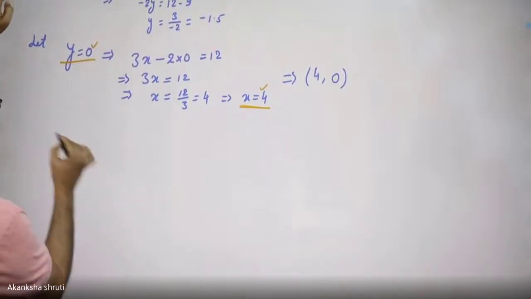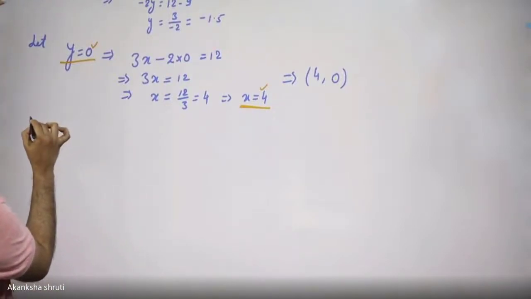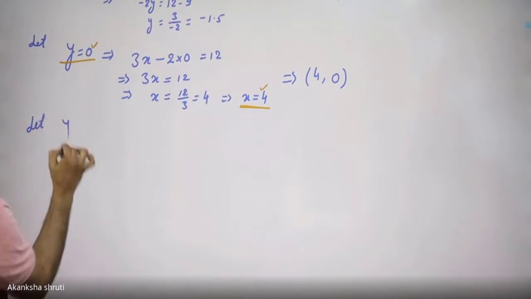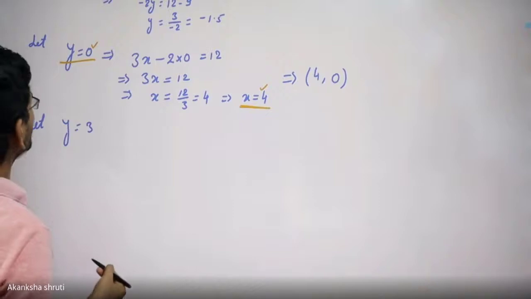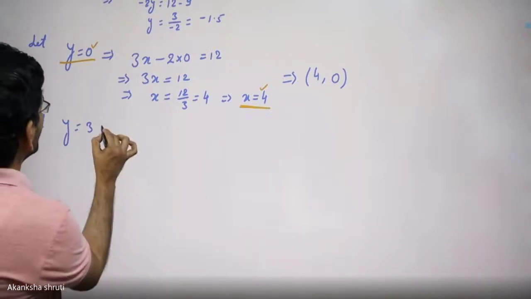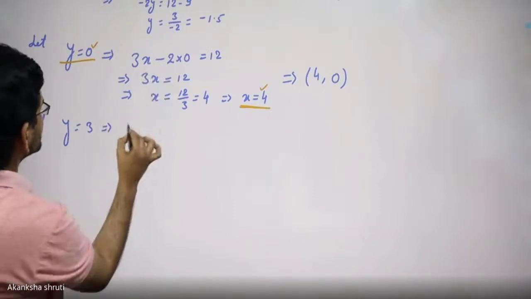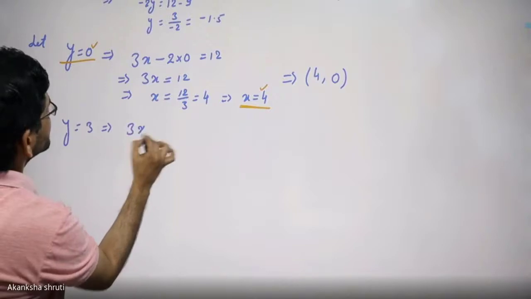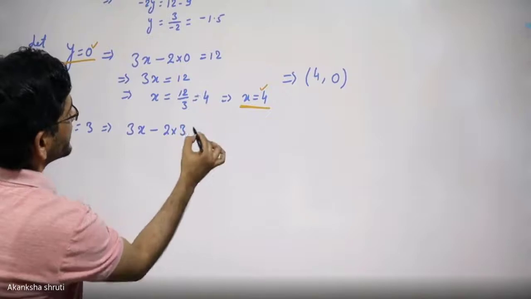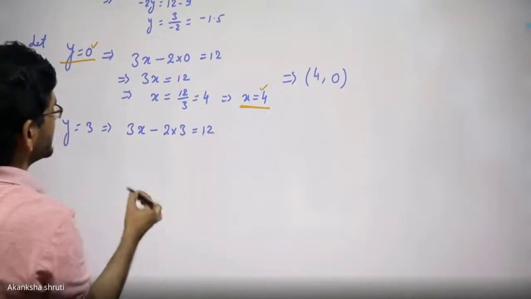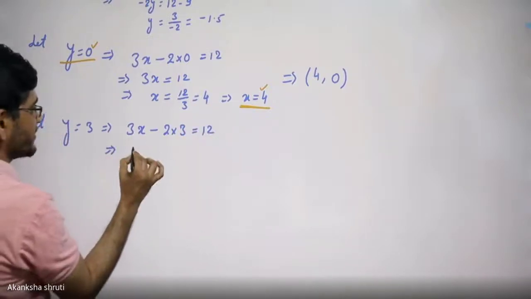Let us take y is equal to 3. Students, for y equal to 3, what can we get? Substitute it here: 3x minus 2 into 3 is equal to 12. Students, we have to find the value of x.